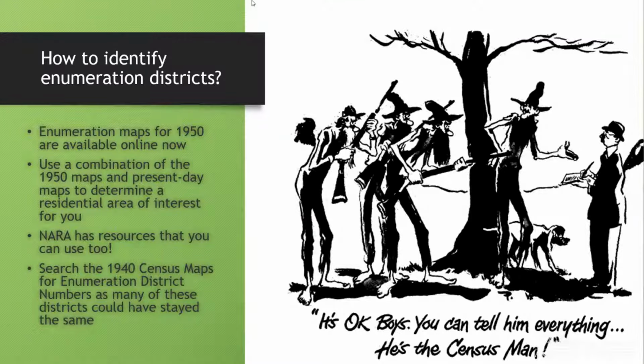NARA has some great resources you can use. I accessed all of the enumeration districts I was able to find, well, their maps from them. So that was a great place to start. The 1940 census maps for enumeration districts have stayed the same in many places, but in some places they are different. So if you do happen to use the 1940 and the 1950, just know that they may have changed a little bit over the course of 10 years.